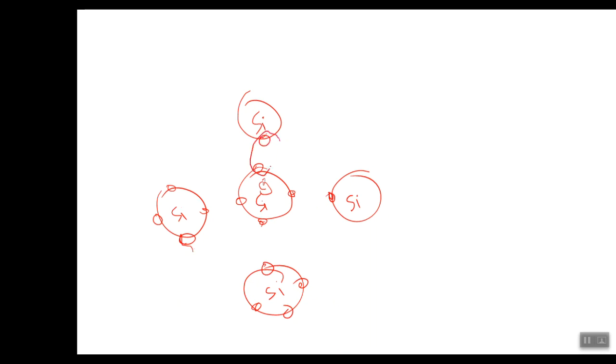Okay. So here also it will have 4 electrons. I am not making all 4 electrons. You understand? 1 electron is here. So here it will be making covalent bond. Here it is making covalent bond again. Here it is making covalent bond. Here also it is making covalent bond. Now there is no free electron.